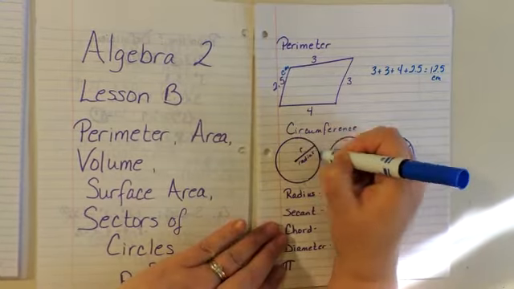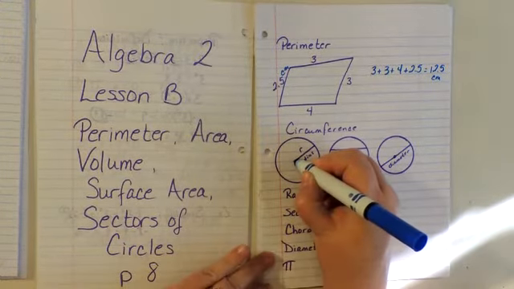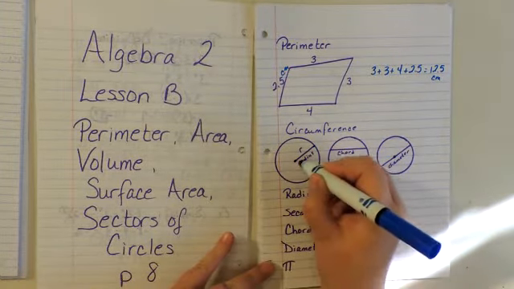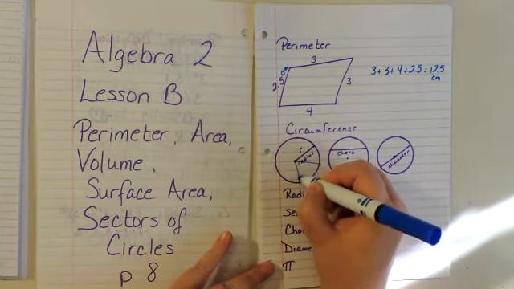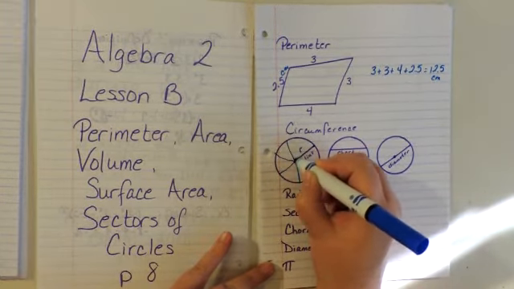Okay? The perimeter of a circle is called the circumference of the circle. So the circumference is the distance all the way around. The radius of a circle is the distance from the center of the circle to the outside of the circle. Actually, to any point of the circle. Any point of the circle is the same distance away from the center. Okay?